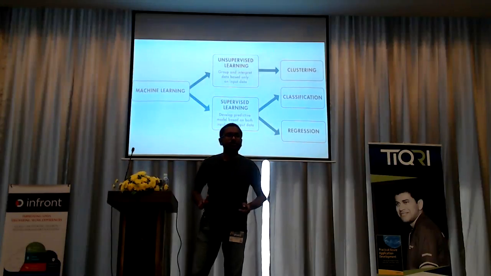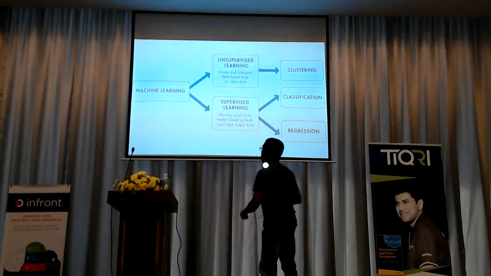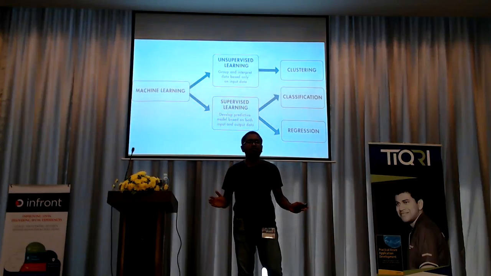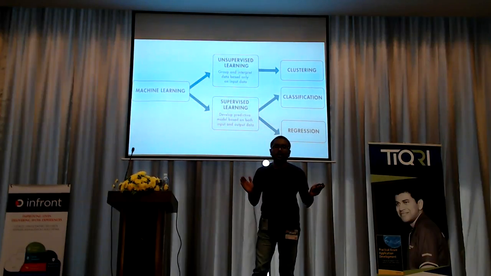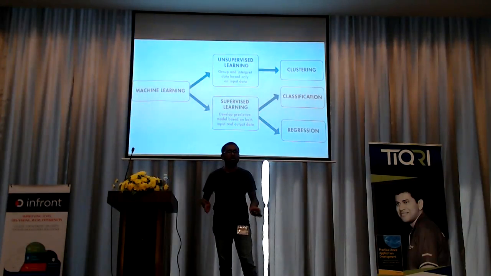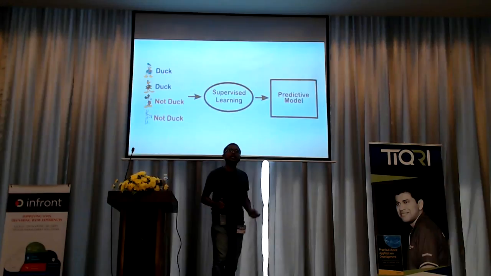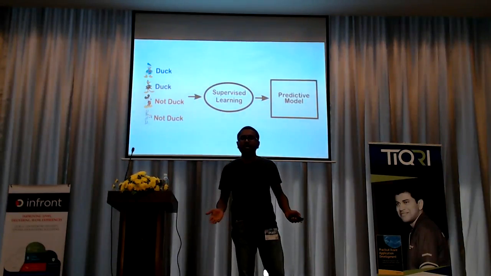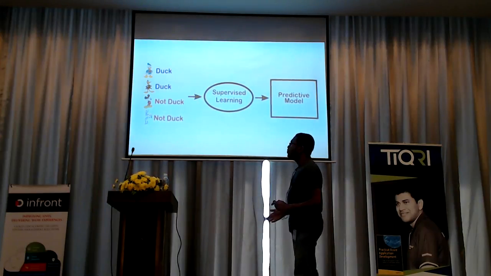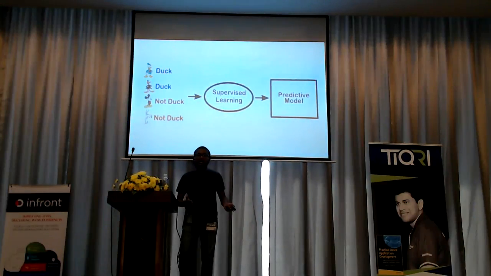This is a bit of theory. If you need the theory, you can listen to this, or else you can switch off your ears. So in ML, there are two big subparts. One is supervised learning and the other is unsupervised learning. There's also a subpart called semi-supervised or partially supervised, but I'm not talking about that. Supervised learning is pretty simple. It's like telling duck and not duck. That means we have a data set and we have the labels. With the model that we have built, we can predict whether the incoming image is a duck or not a duck.